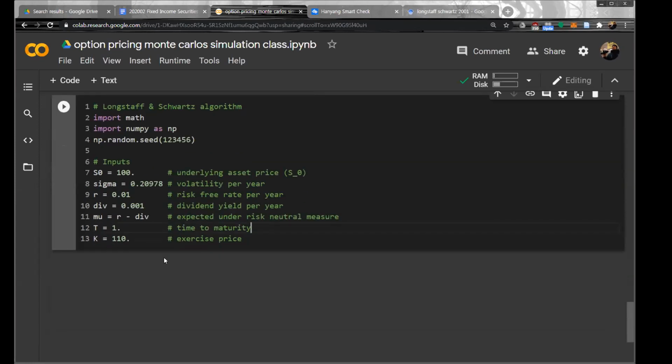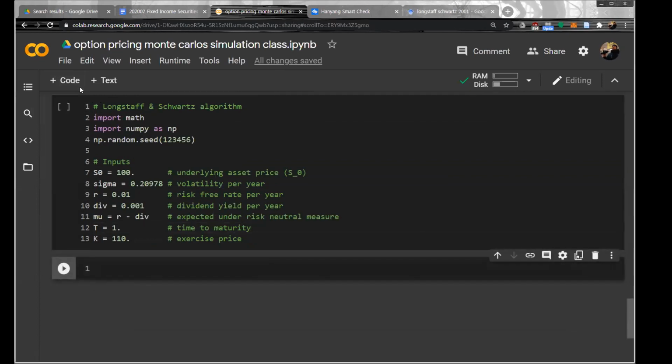Okay. Now we are generating a series of random numbers first. Okay, now the series of random numbers. Oh, so first.